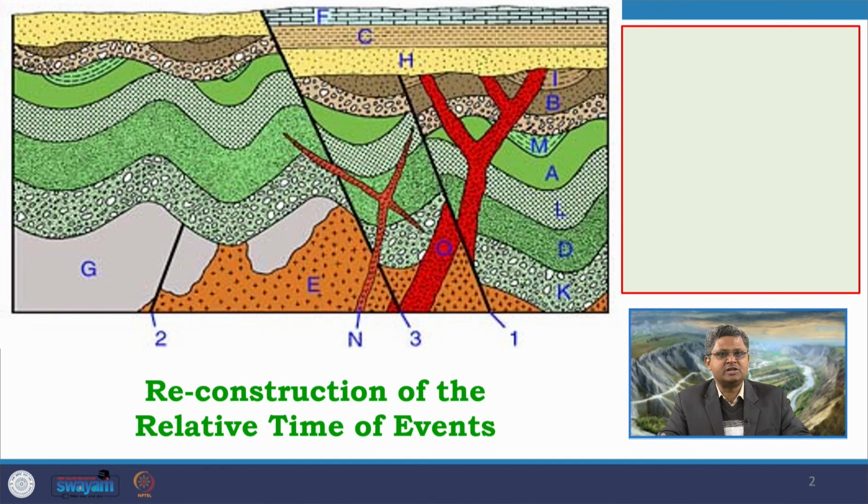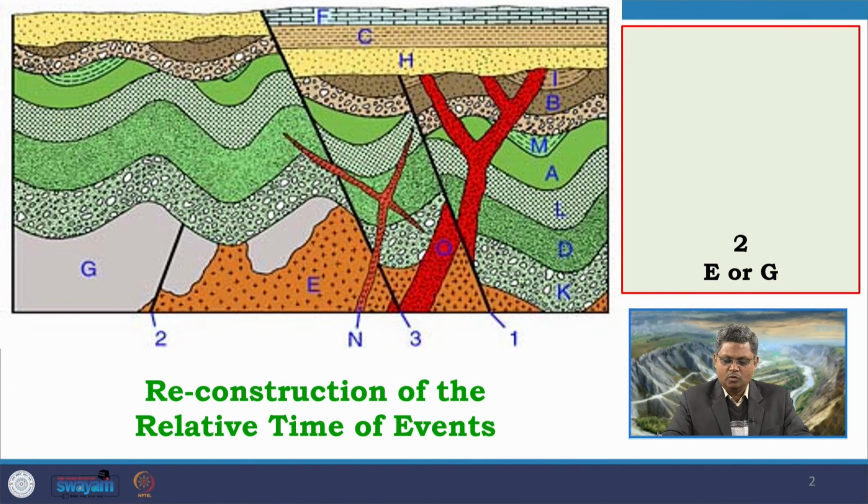So, what is the first event over here? It is either E or G. There is no direct information given over here about which one is earlier. So, either E is the basement and on that a sedimentary unit G has been deposited, or maybe G was the original unit and then E as a batholith has intruded. So, E or G is the primary unit. Then that has been affected by a fault, marked here as 2.